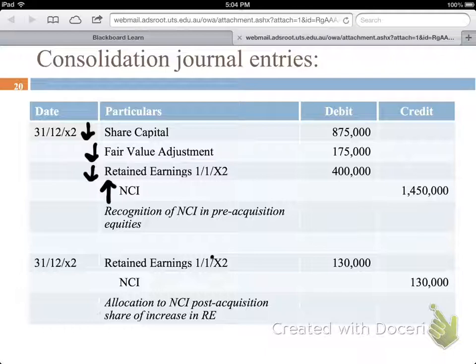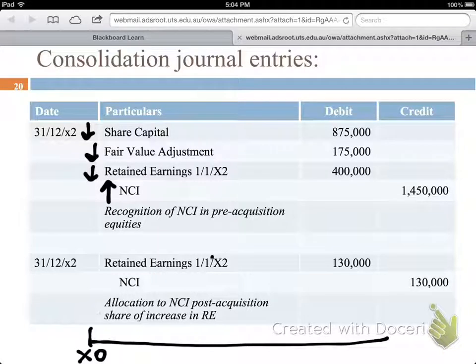Next, I'll have to draw a timeline for you. We're doing the entries in 2002. The date of acquisition, if I draw a quick timeline here, is in the year 2000. Then we have 2001 and we have 2002. So what we're trying to calculate in this next entry is that we've already attributed retained earnings at the date of acquisition to the non-controlling interest. Okay, where did we do that?